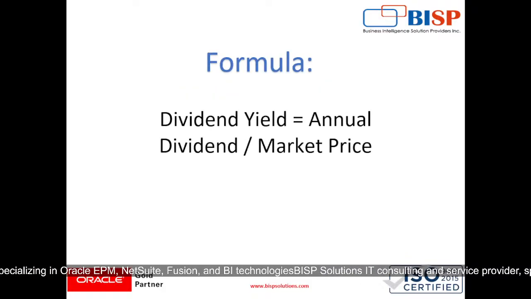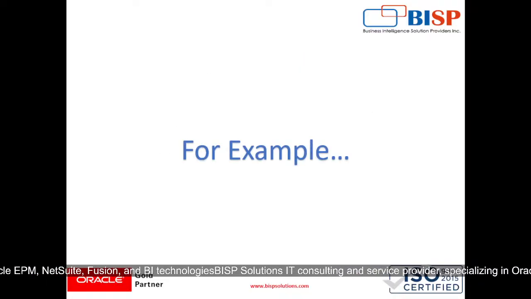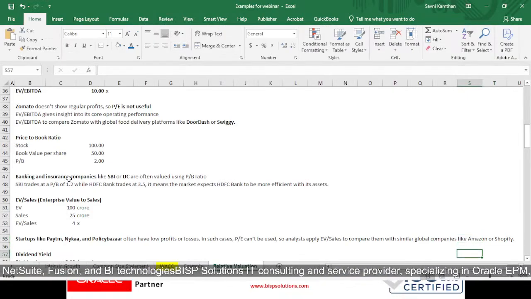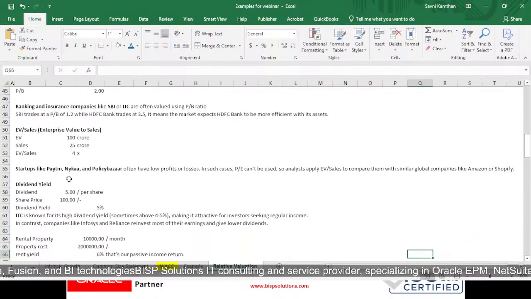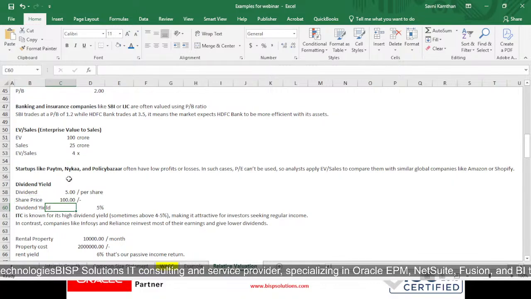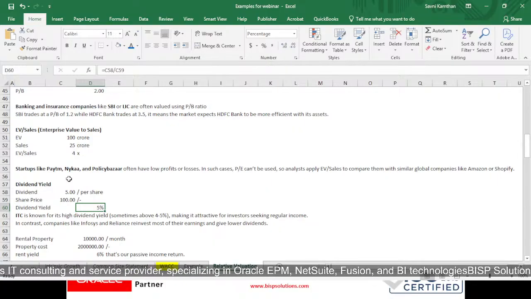The formula for dividend yield is annual dividend upon market price, right? So for example, if our dividend is 5 rupees per share and the share price is 100 rupees, the dividend yield we are getting is 5%. This tells investors how much return they earn just from dividends.